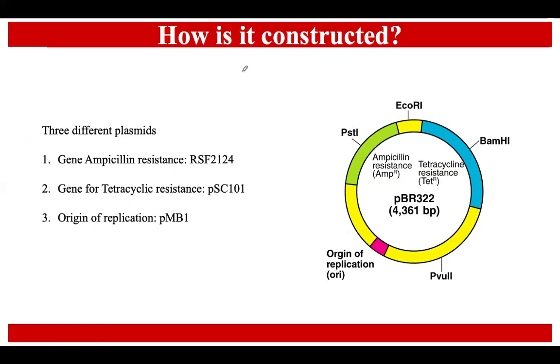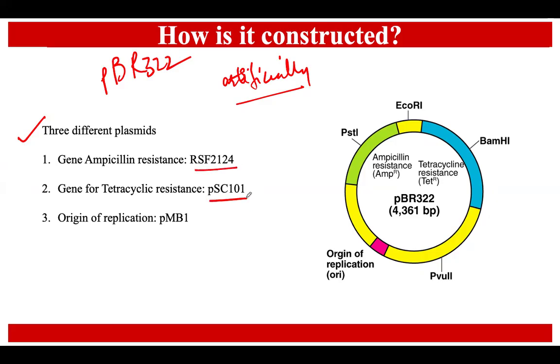Now, how is it constructed? As I just mentioned, it is an artificially constructed plasmid. So it must be constructed from some other vectors, right? So there are a total of 3 different plasmids that have been used for the construction of pBR322. These 3 plasmids include RSF2124, pSC101, and pMB1. So if you look at the structure of pBR322, you will find that it has one origin of replication. This origin of replication has been taken from pMB1.